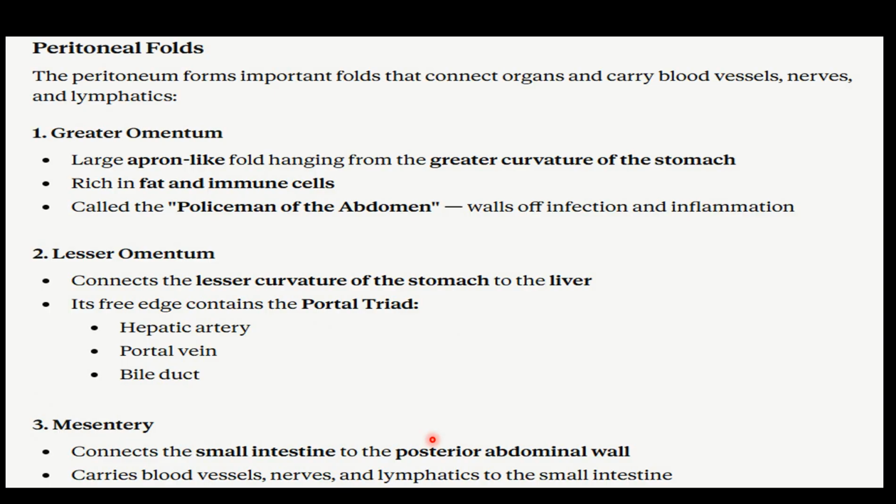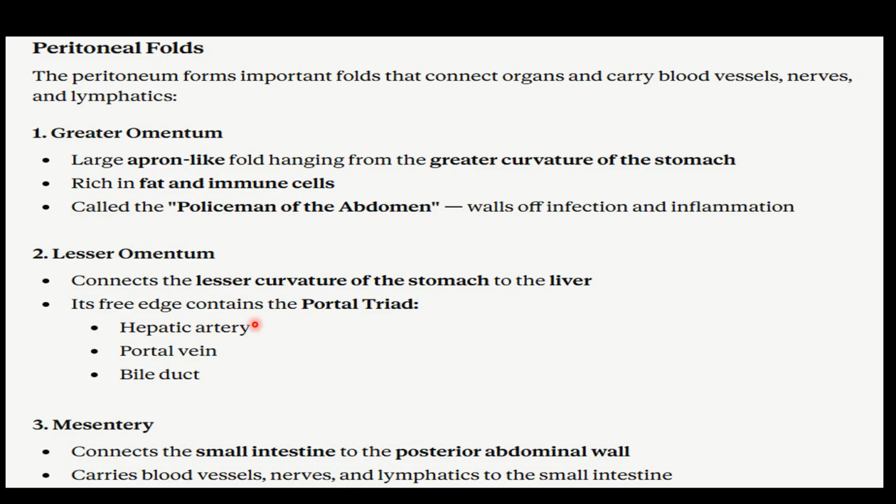Okay, now the next thing, which is very important related to the peritoneum, is the fold. What are peritoneal folds? The peritoneum forms important folds that connect organs and carry blood vessels, nerves and lymphatics. We have types. First is the greater omentum, a large apron-like fold hanging from the greater curvature of the stomach. It is rich in fat and immune cells, called the policeman of the abdomen, walling off infection and inflammation. Clear? So this is the greater omentum.